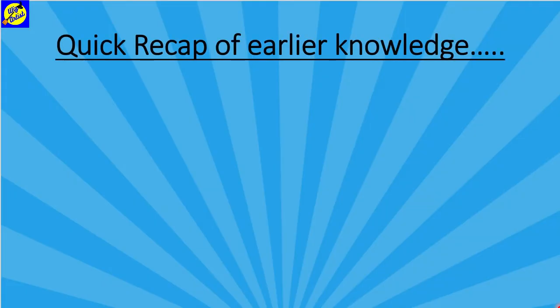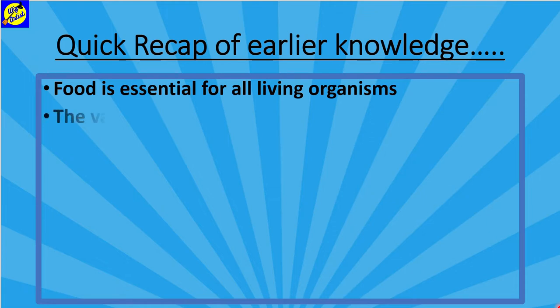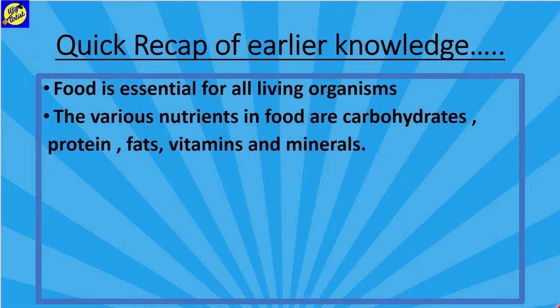First, let's have a quick recap of earlier knowledge that is related to this chapter. Food is essential for all living organisms. In our previous classes, we have learned that food is a really important aspect for the life of all living organisms, without which no one can survive. The various nutrients in food are carbohydrates, proteins, fats, vitamins, and minerals. These components of food are known as nutrients.